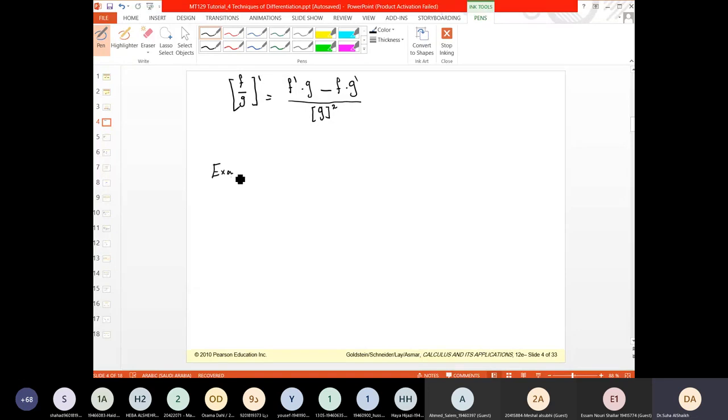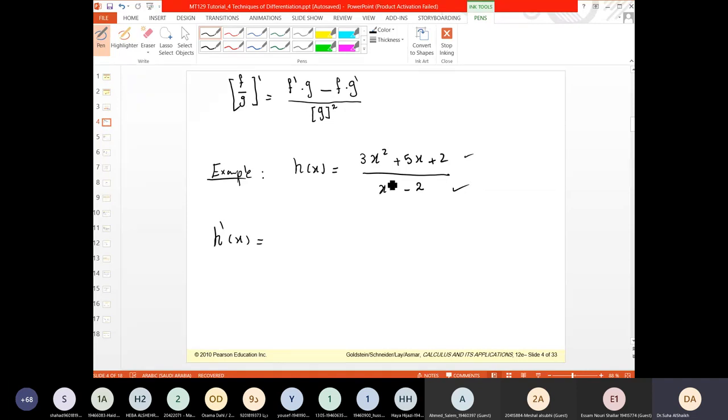For example, if I give you this function, let me call it h of x equal to, let's say, (3x squared plus 5x plus 2) divided by (x^4 minus 2). I want you to find h dash x. Now as you can see, the function has a numerator and a denominator. So I have to use the quotient rule. I cannot just distribute the derivative.